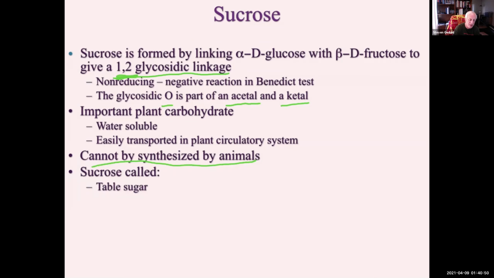Sucrose is called table sugar. That's what you put in your tea, in your cereal, your coffee, whatever you want to put it in. That is sucrose. It's also called cane sugar. It's also called beet sugar. And it's linked to dental caries. Streptococcus mutans in your mouth uses sucrose as a metabolite, and it produces acid as a byproduct, and that's what dissolves your teeth.